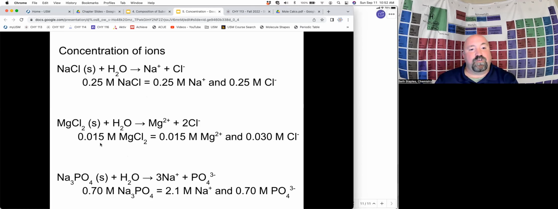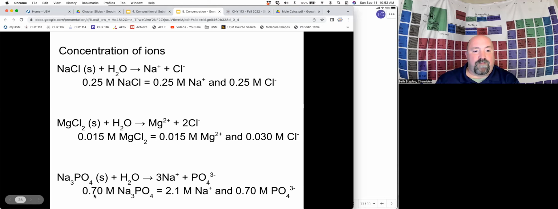In an MgCl2 solution, let's say I have a 0.015 molar MgCl2 solution. It's 1-to-1 for our magnesium, so I've got a concentration of 0.015 molar magnesium ions, but I've got 2 chloride ions in there for every 1 mole of magnesium chloride. And so that means that my concentration of chloride ions is actually 0.03 molar.